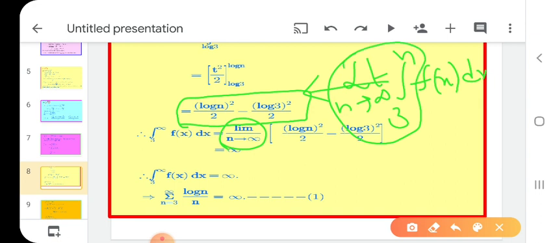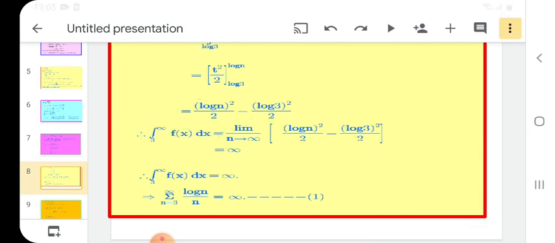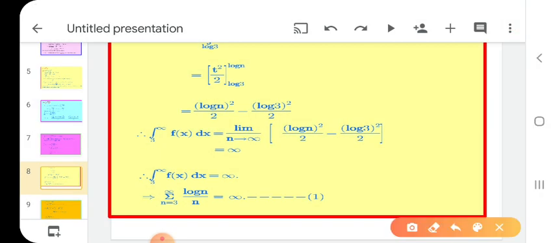Combining both of these values, what do we get? The integral from 3 to infinity. Is it clear or not? Here the integral is from 3 to n and the limit is n to infinity. That means 3 to n to infinity. Combine all these values: 3 to infinity. So what do we get here? From 3 to infinity f of x dx.